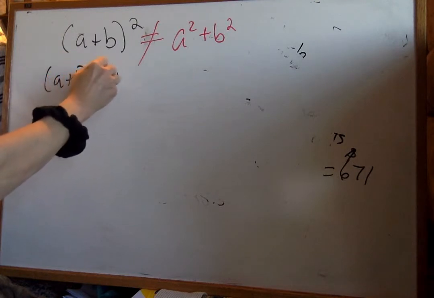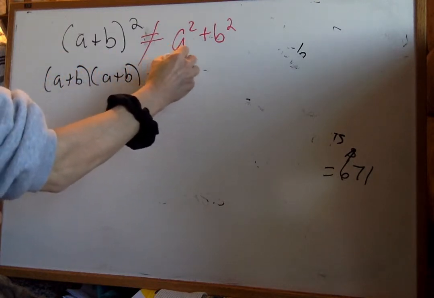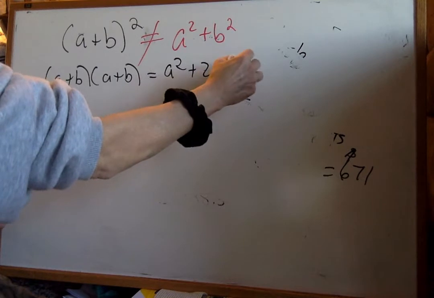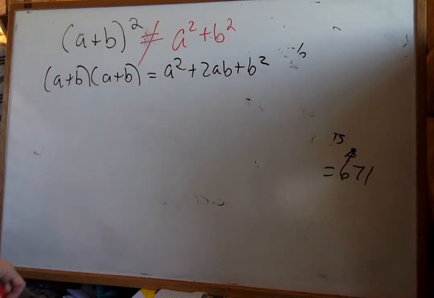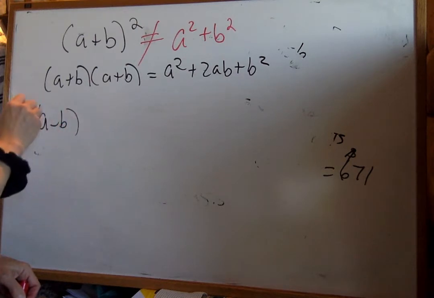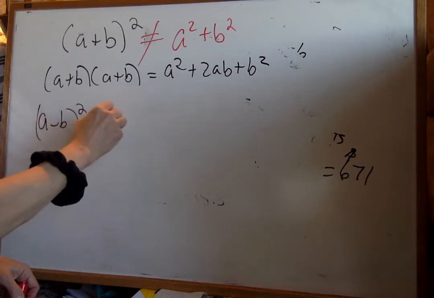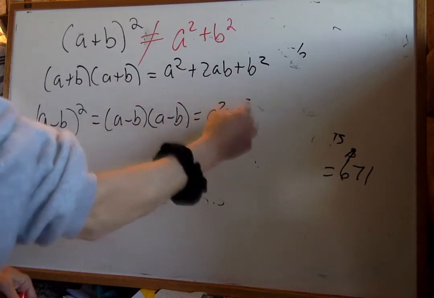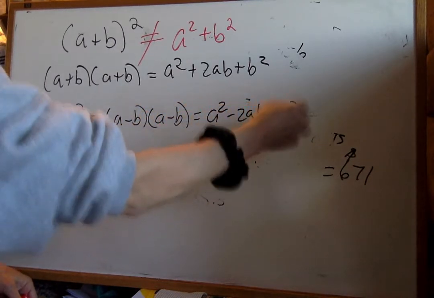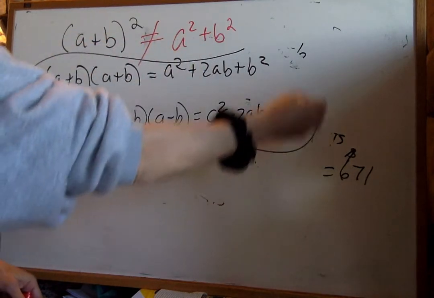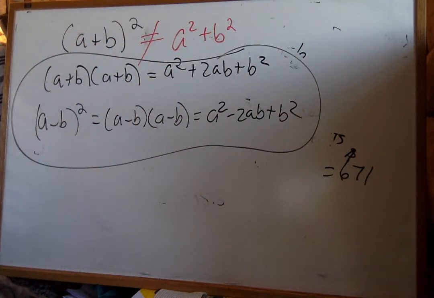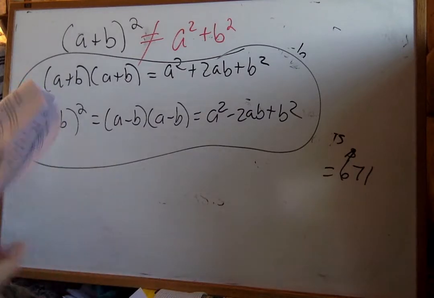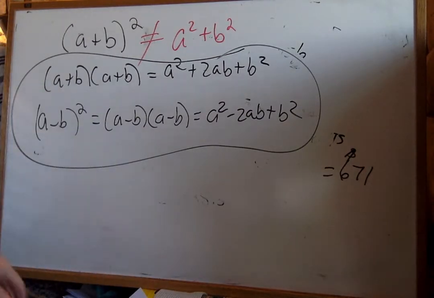This is a plus b, so you've got a squared plus 2ab plus b squared. That's what it expands to, right? And then a minus b squared is a squared minus 2ab plus b squared. So I do expect that you know that. All right, so that's it for real life algebra. Let's just go on to some other review problems.